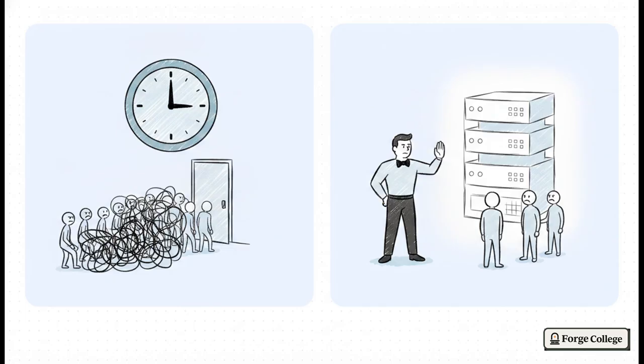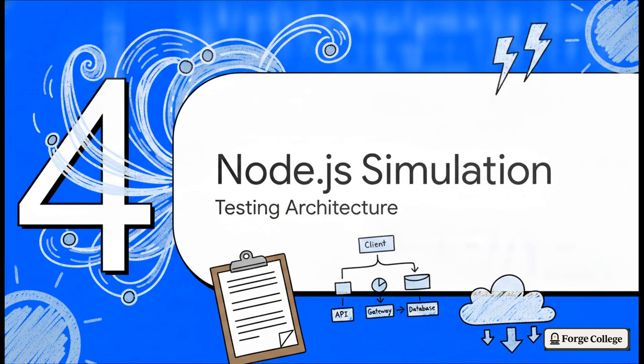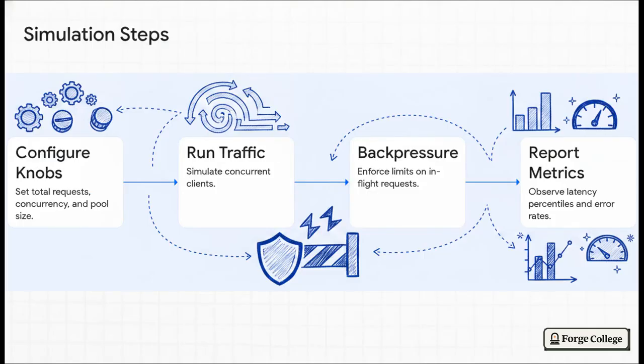Sure, it hurts the individual user's completion rate in that moment, but it immediately preserves the overall stability of your system. Section 4, the Node.js simulation. Time for testing the architecture. Let's see how all this builds into a practical application.